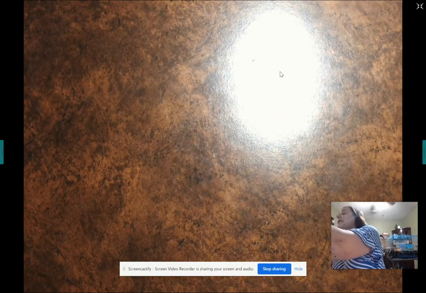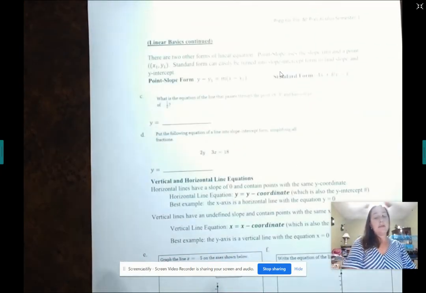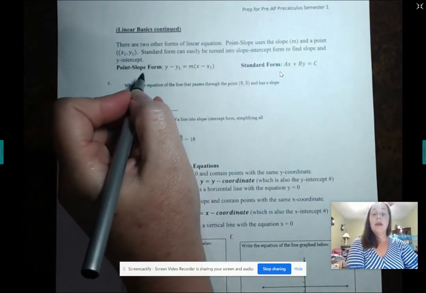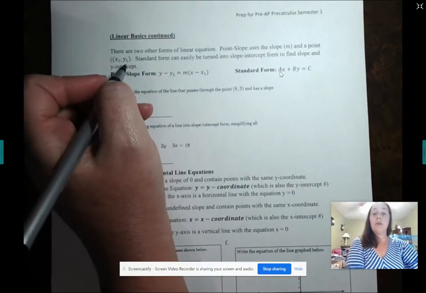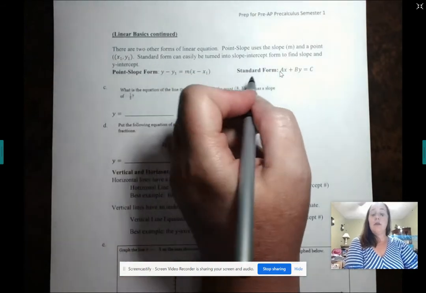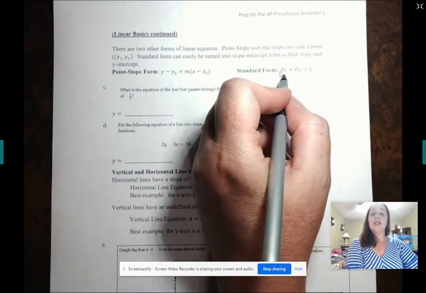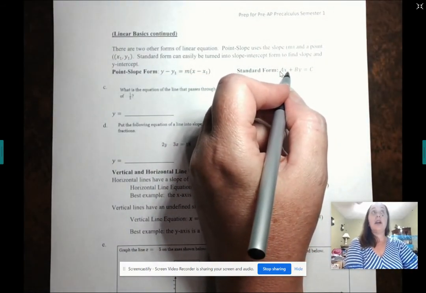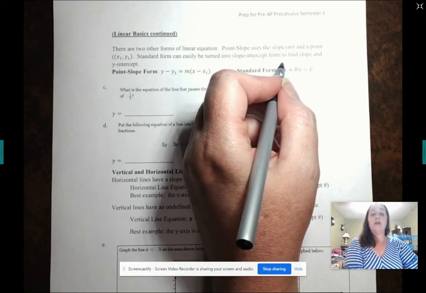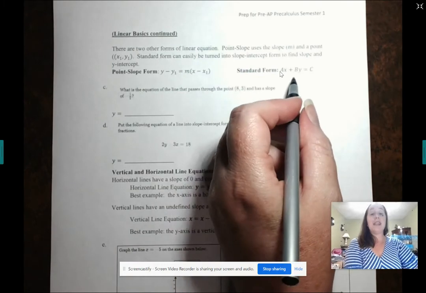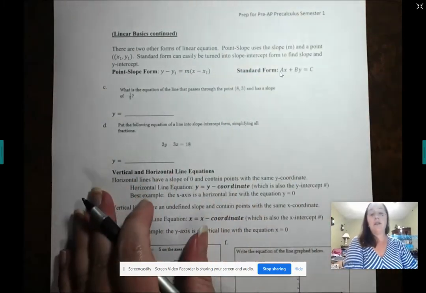All right, more linear. There are 2 other forms of a linear equation other than slope-intercept form. We have point-slope form, which is great to use when we have been given a slope and just a single point, and standard form, which is not usually something that we start with. We don't ever write an equation in standard form to start with, but sometimes we are given it and asked to convert into one of the other forms.